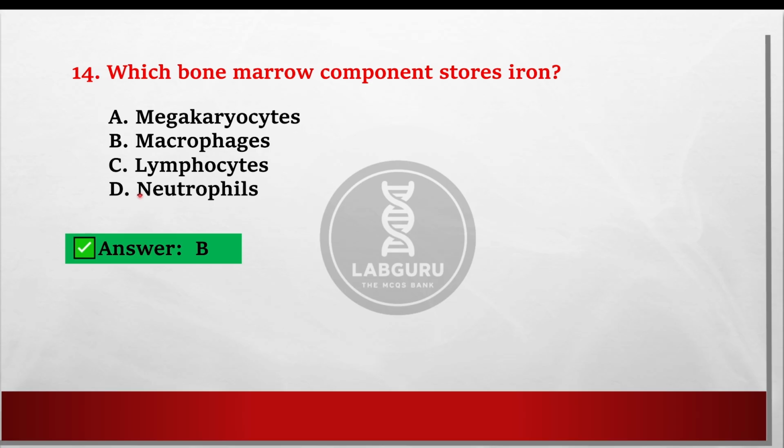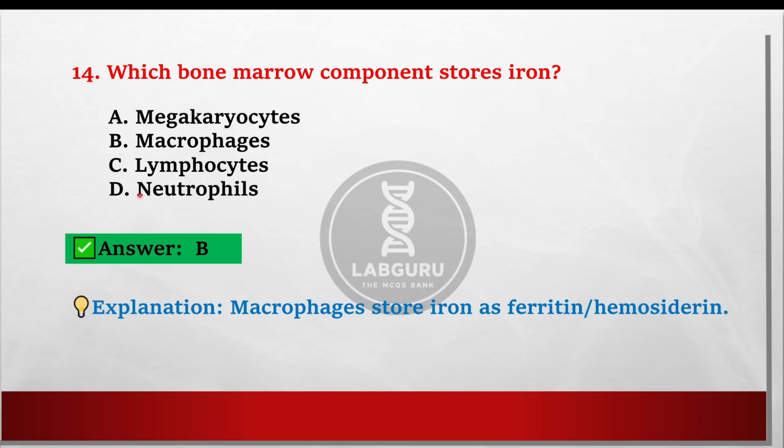Macrophages are also known as the nurse cells. When there is a breakdown of the RBCs, red blood cells, they reclaim the iron and they store it or release it to developing erythroblasts for hemoglobin synthesis. So they are storing the iron. Macrophages store iron as ferritin or hemosiderin. In which form are they storing iron? They are storing iron in the form of ferritin or hemosiderin.